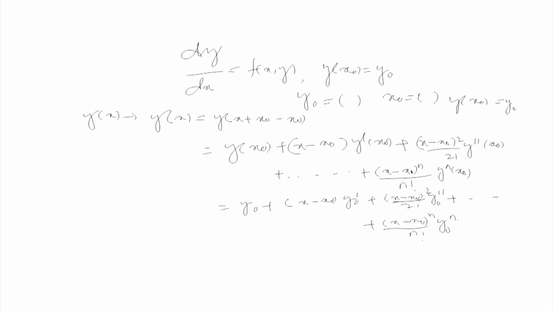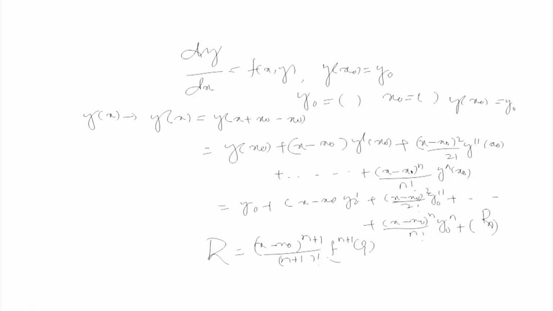And the term immediately after the y^(n) term is called our remainder term, written as R = (x - x0)^(n+1) / (n+1)! times f^(n+1)(zeta). Since dy/dx is represented in the form f(x,y), we can write this as f^(n+1)(zeta), where zeta lies between x0 and xn.